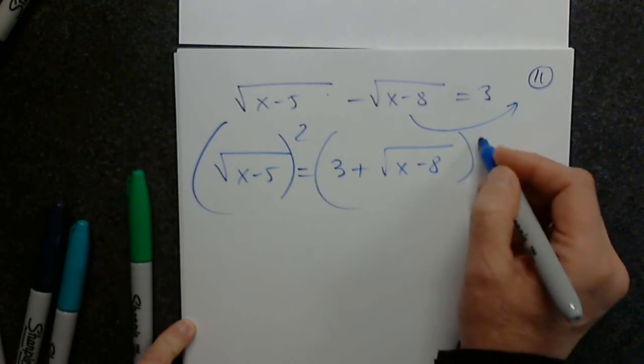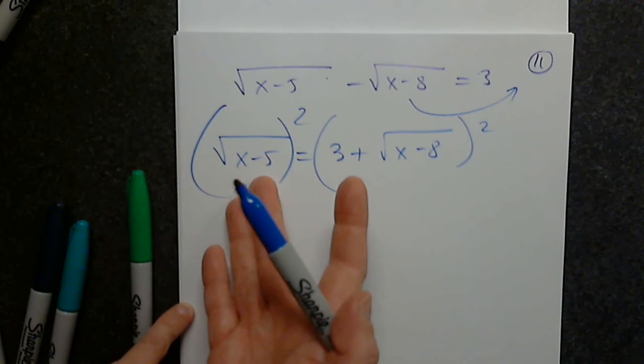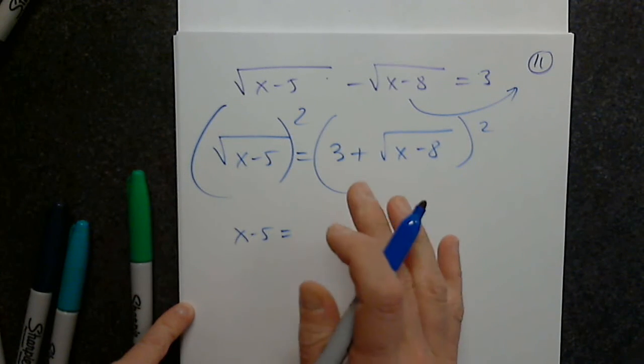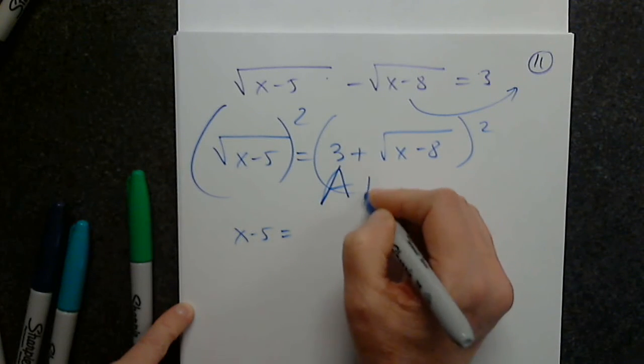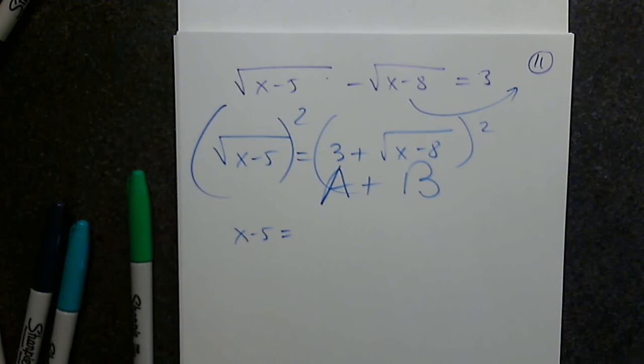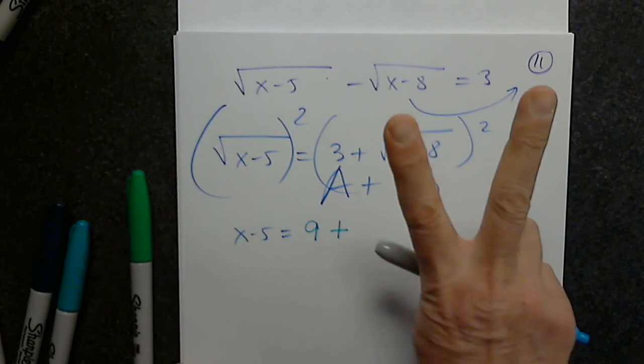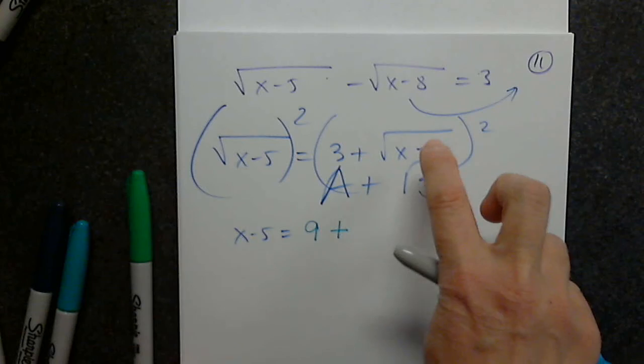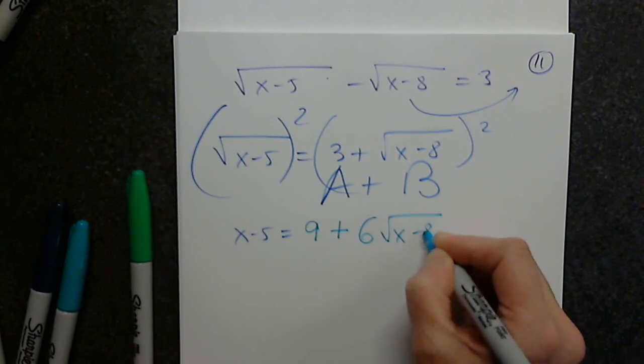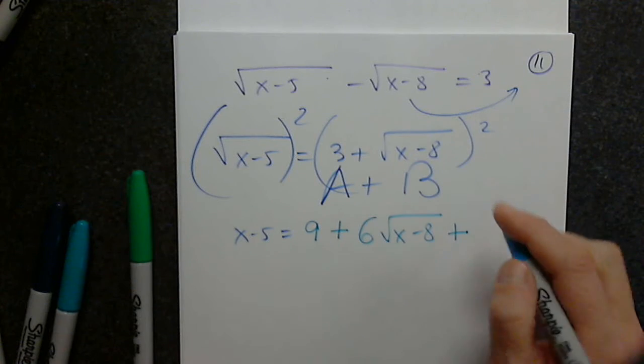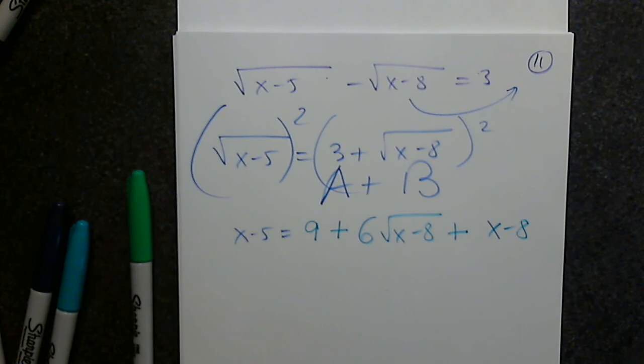And now I square, of course. That's my only way out of this. So this is x minus 5. And this is a binomial, and I have to square it. I have to be very careful, step by step. I square the first term, plus 2 times 3 times the square root, plus the second term squared. So the right-hand side is just the first term squared, plus 2 times the first times the second, plus the second term squared.